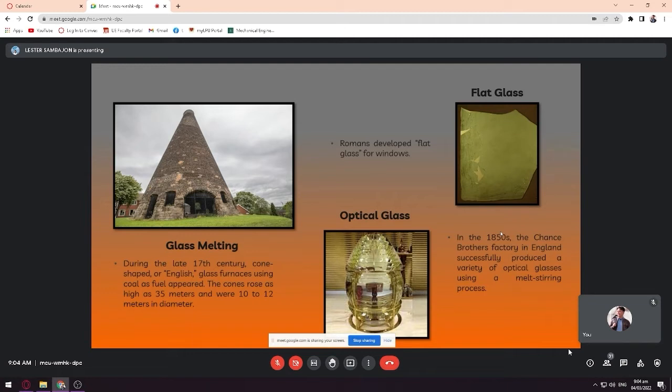Now, beginning in the 1850s, however, the Chance Brothers factory in England successfully produced a variety of optical glasses using a melt stirring process. Indeed, one of the highlights of the Great Exhibition in 1851 was a disc of very homogeneous dense flint, which is 29 inches in diameter, as you can see in front of you. That's the optical glass that was made by the Chance Brothers. It is 29 inches in diameter and 2.25 inches thick.